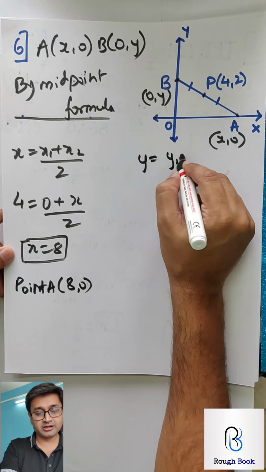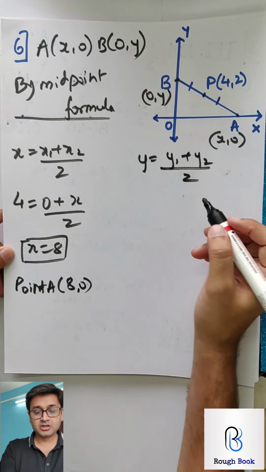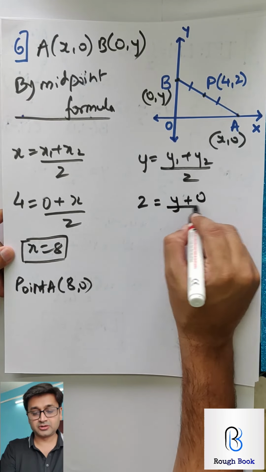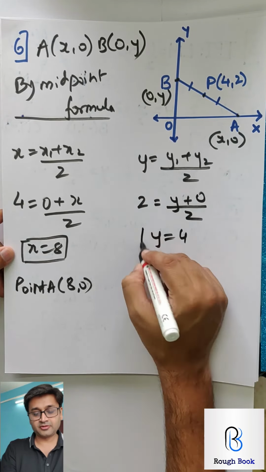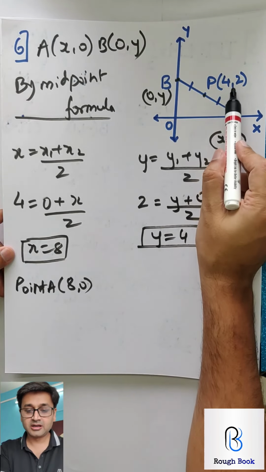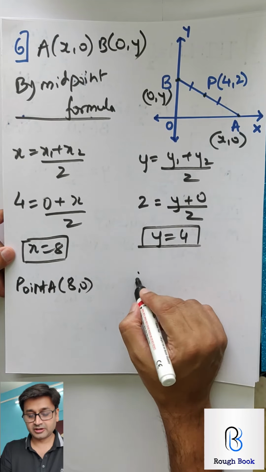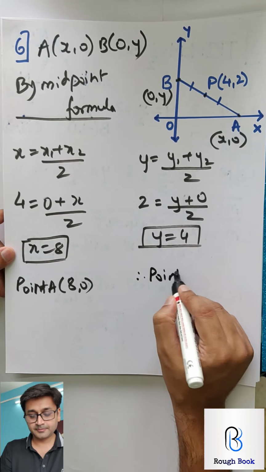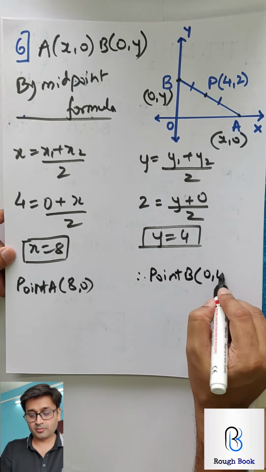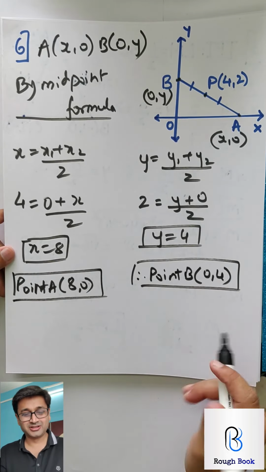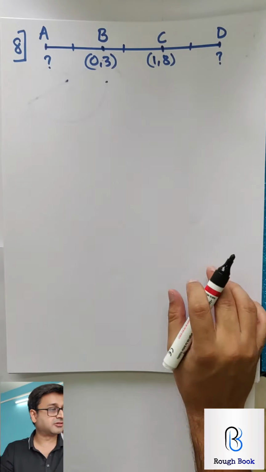Likewise y is y1 plus y2 by 2. So what is my y? Y is 2, y1 is just y plus 0 by 2. So y becomes 4. Have I done this correctly? So 4. Perfect. So therefore point B is 0 comma 4. Isn't it very simple? Actually, let's quickly finish this then today.